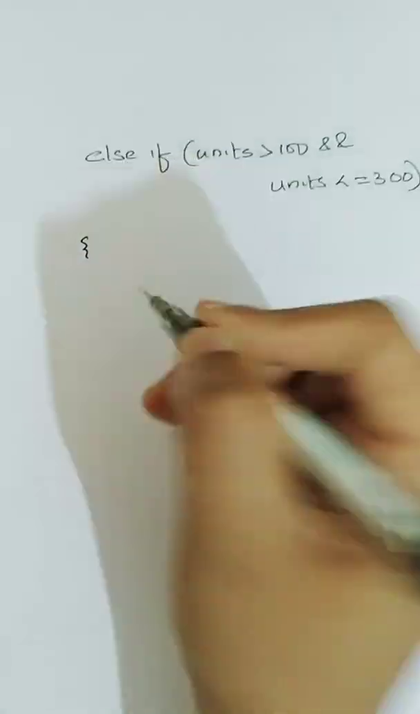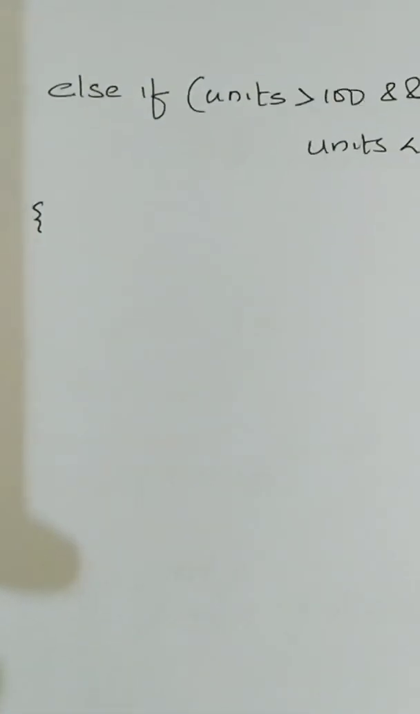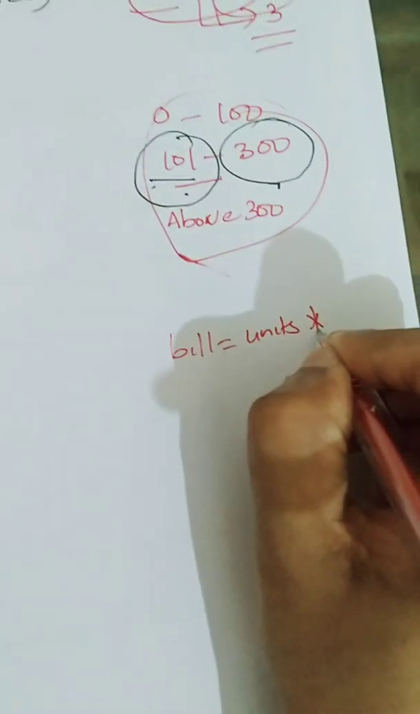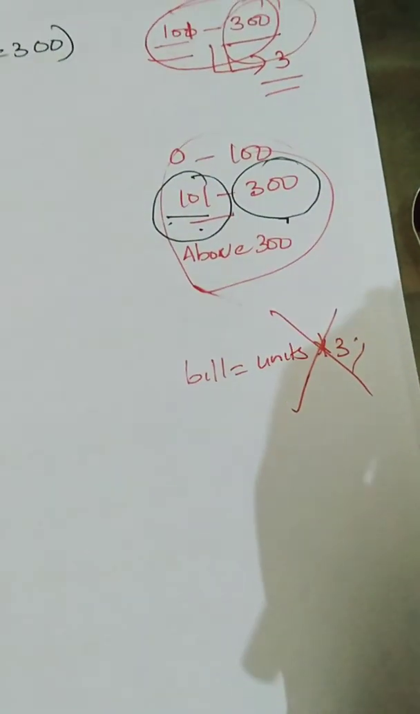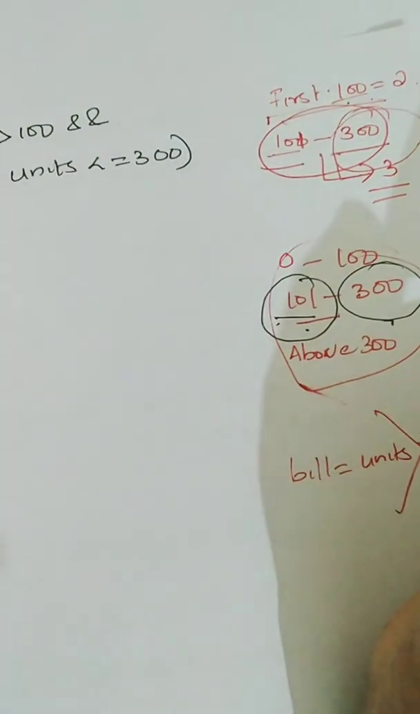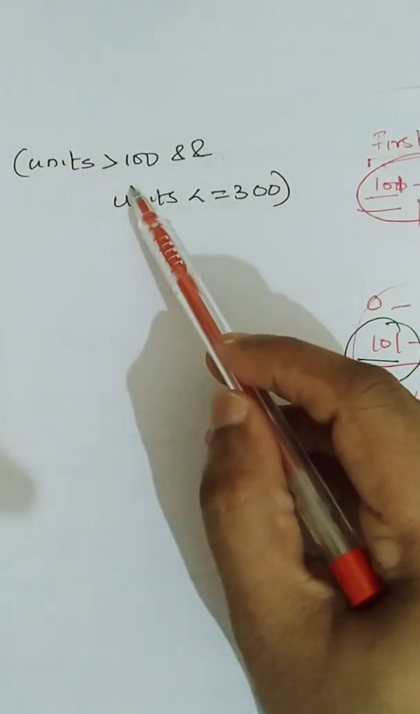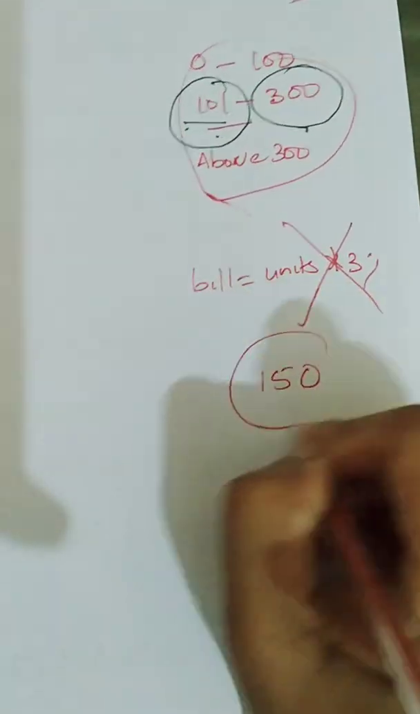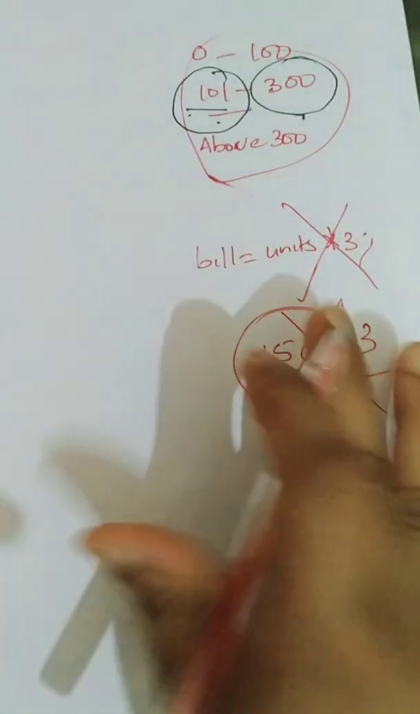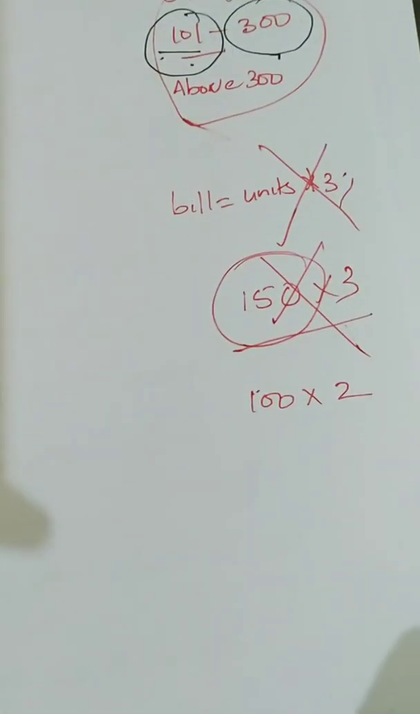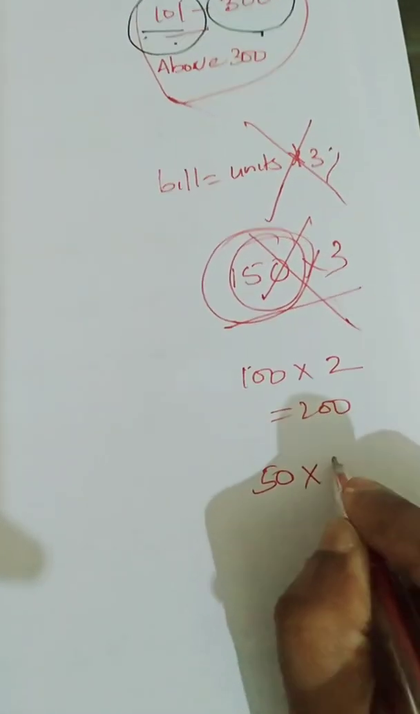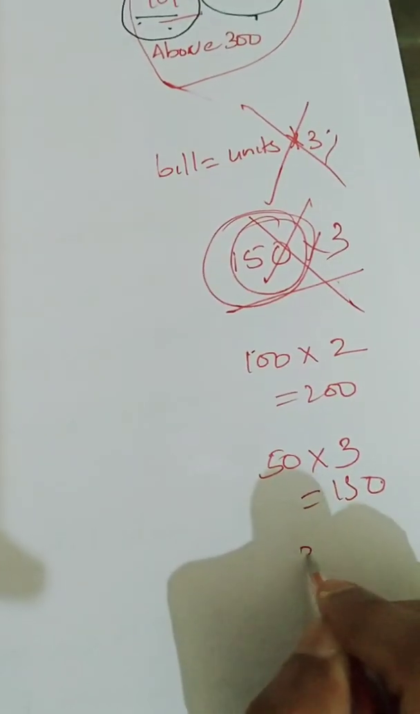Okay, so what you have to do here is a bit tricky. You should not write bill = units * 3. It is wrong because they have already said for the first 100 units it is rupees 2 only. Suppose you consumed 150 units. You should not pay 150 into 3. It is wrong. For the first 100 units you should pay 2 rupees, that is 200, and for the next 50 units you will pay 3, that is 150. So total you will pay 350.